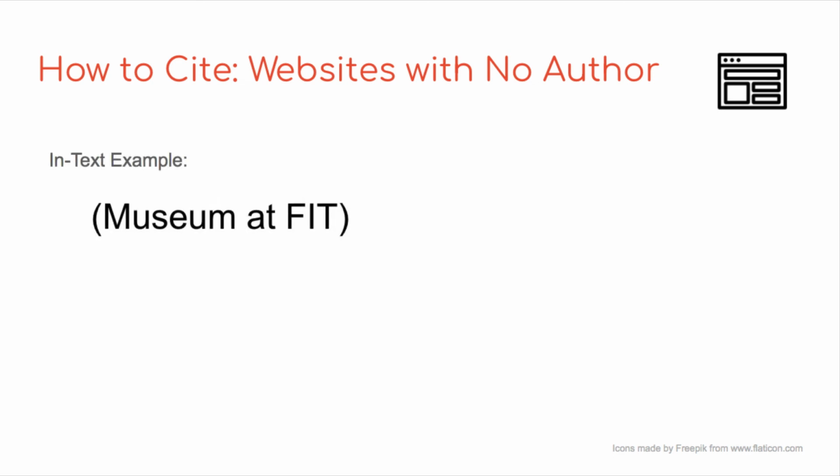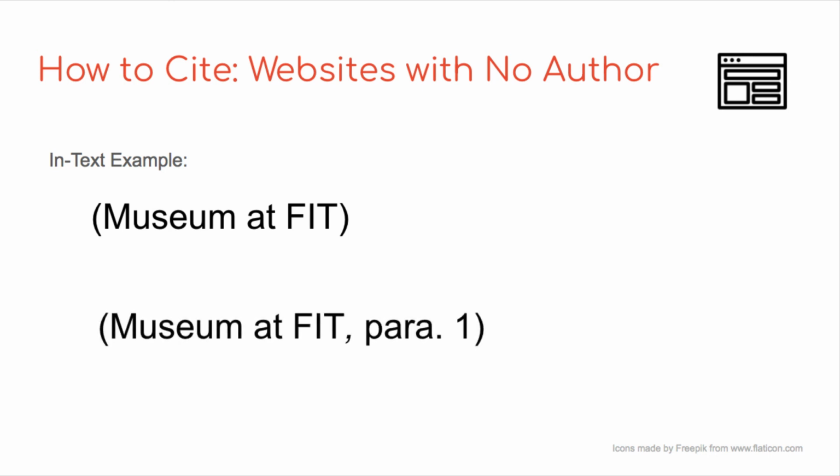So here's an example of how you would do an in-text citation for that. You would just put the name of the author, or in this case, the group, corporate author. If you wanted to get more specific with an in-text citation for a website, again, there's no page numbers, but what you could do is you could count the paragraphs on that page, and then you could cite the paragraph number that your information appears in. So here's an example of how that would look. You have para, the abbreviation for paragraph, 1.